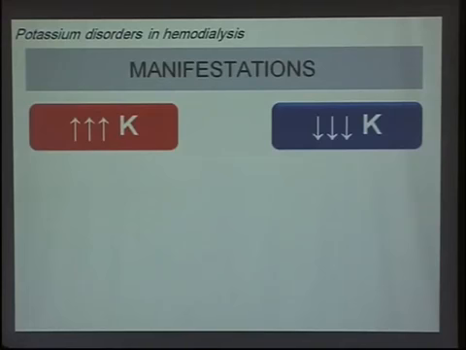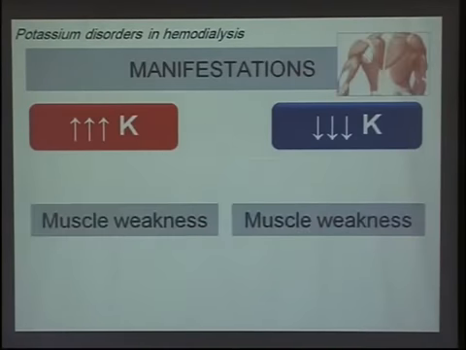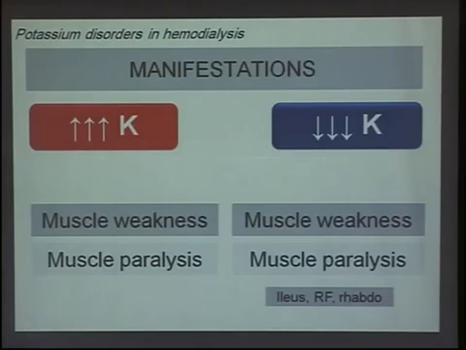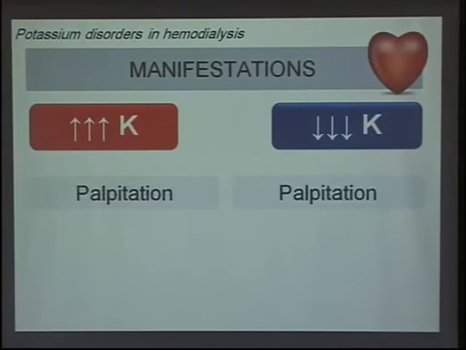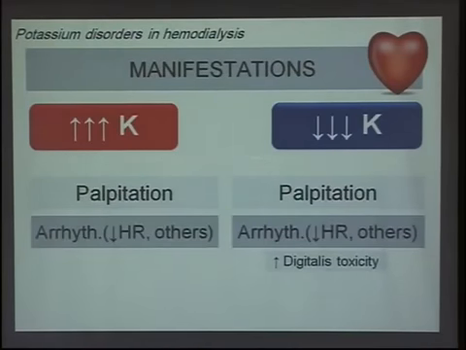What about manifestations of hyper and hypokalemia? In fact, regarding manifestations, both are nearly similar. Both can be asymptomatic. Both can affect muscle with muscle weakness and paralysis, hypokalemia specifically might cause ileus, respiratory failure, and rhabdomyolysis. Both can affect the cardiovascular system with palpitation, arrhythmias. Hypokalemia will increase digitalis toxicity and might end with arrest.